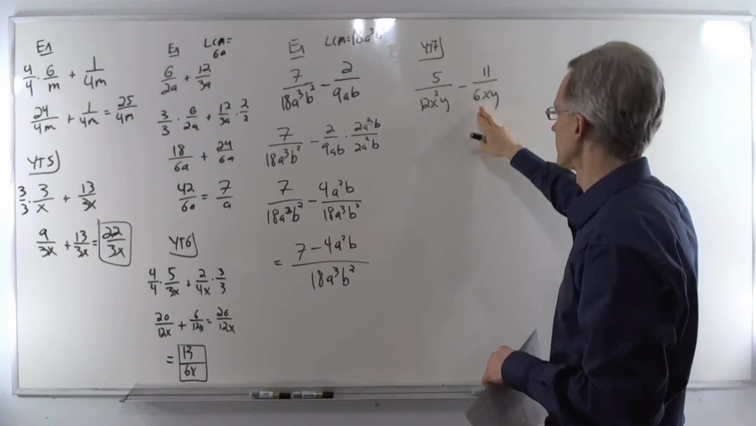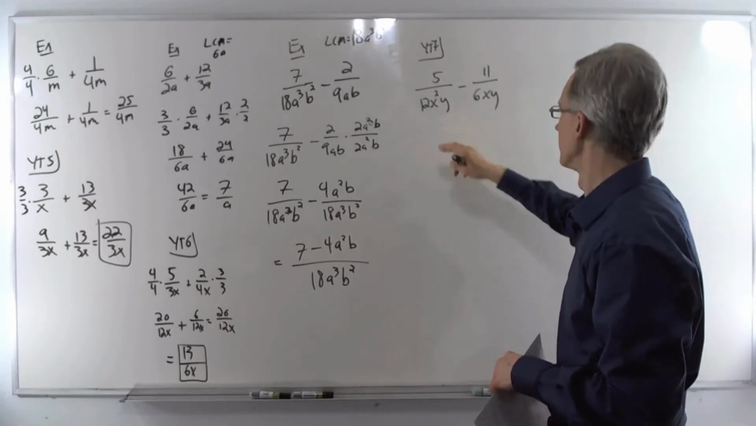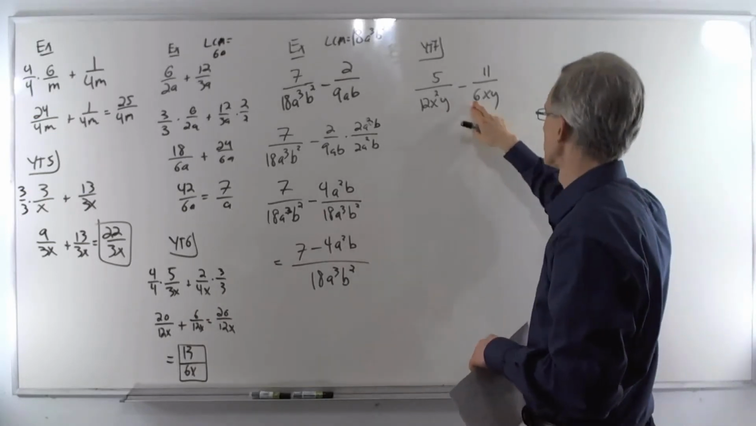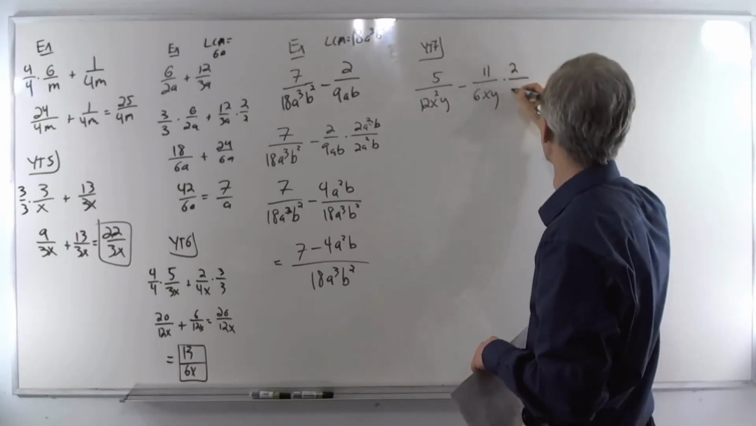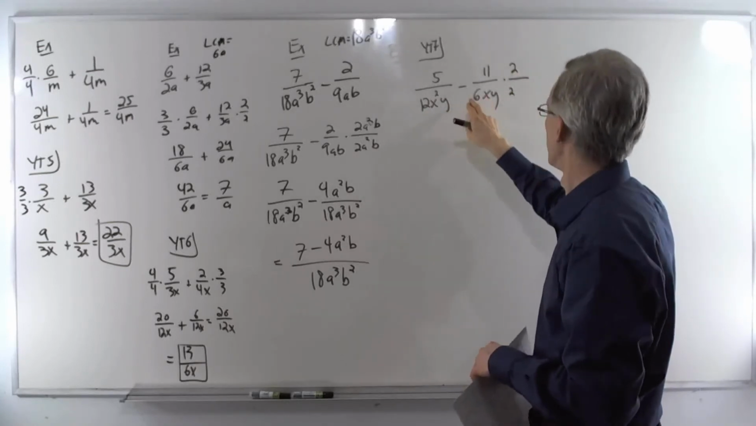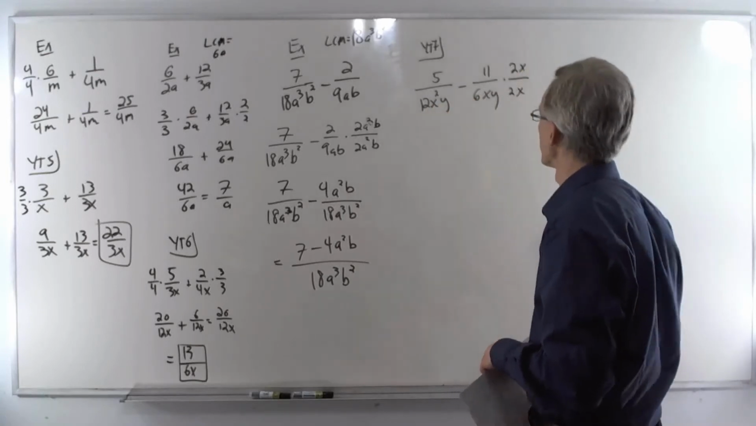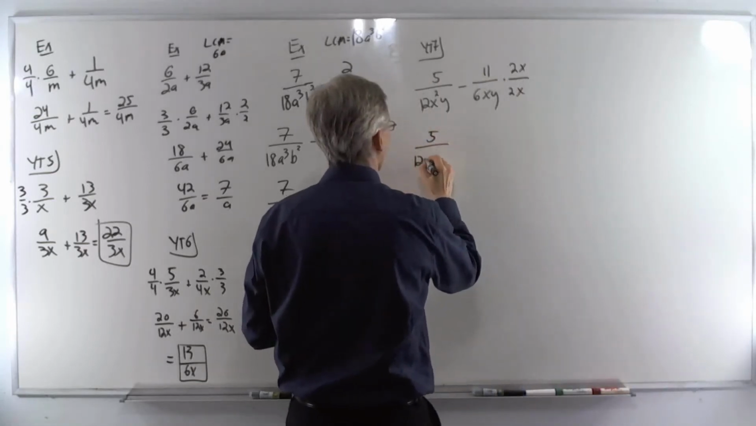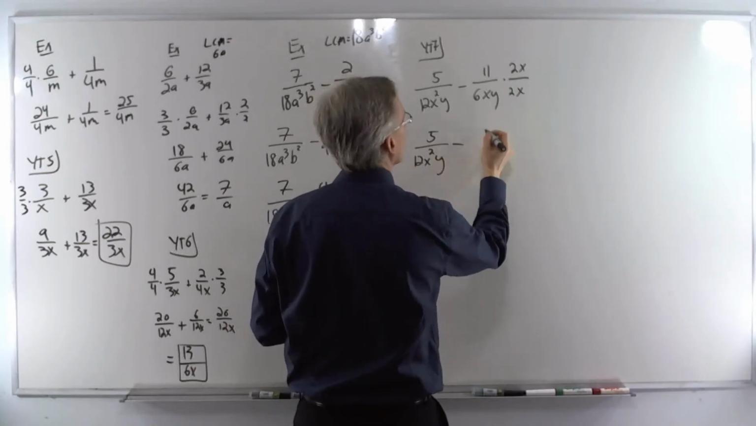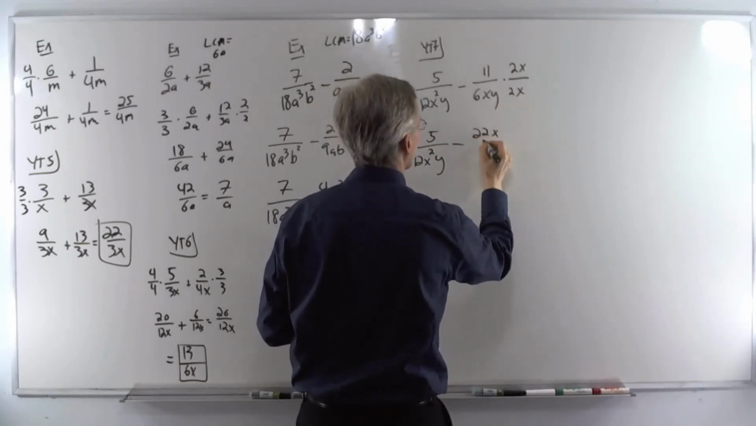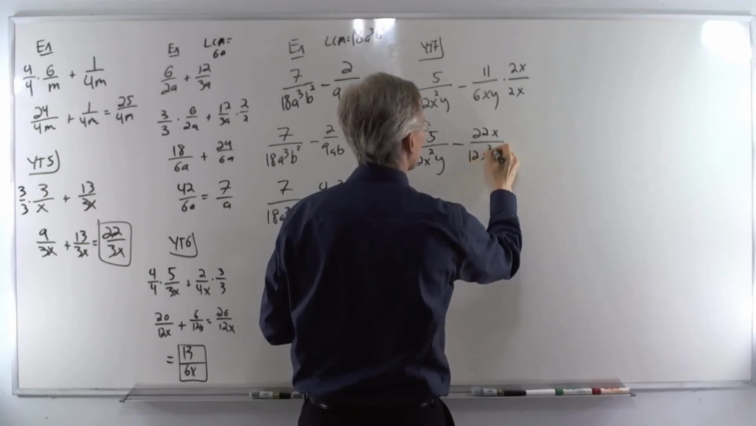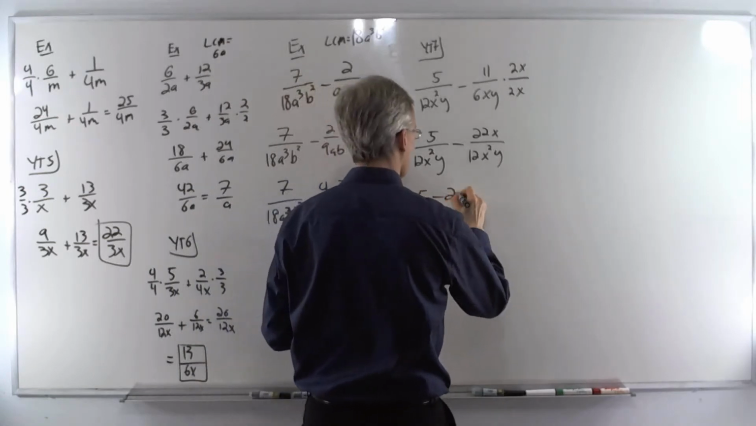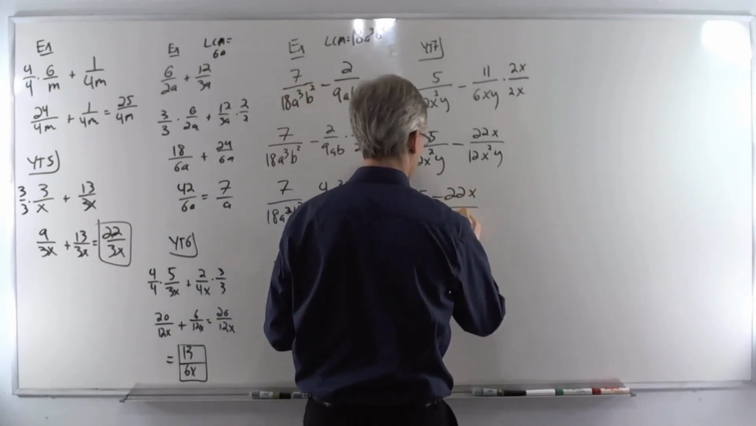So we have the same situation here where the LCM is going to be the denominator of one of the fractions. All right, we can multiply 6 by 2 to get 12. And we can multiply x by x to get x squared. So we're going to multiply by 2x over 2x, and that will give us matching denominators. Now multiplying across here, we have 22x over 12x squared y.